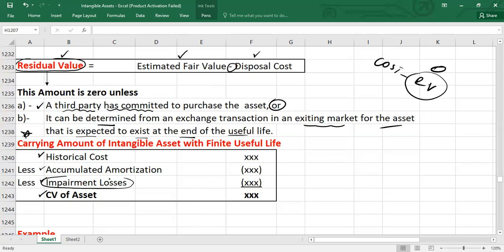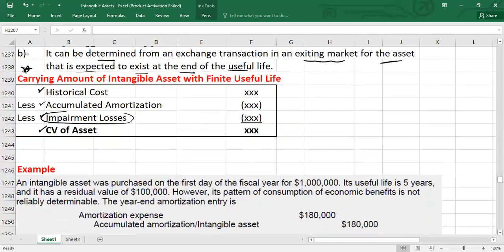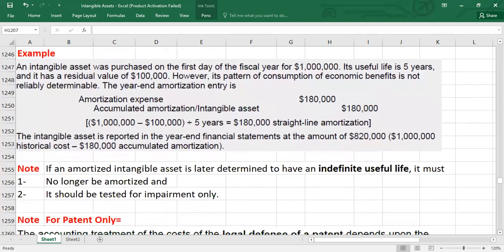So the exam questions are not easy. You need practice also. So here we go. We have a few more points, and then we will practice a few exam standard questions. So here we have examples. For example, just to understand, an intangible asset was purchased on the first day of the fiscal year for $1 million. So this is the cost. Its useful life is 5 years and it has a residual value of 100,000. As it is given, simply you will subtract. However, its pattern of consumption of economic benefit is not reliably determinable. Of course, we are going to use the straight-line method then.